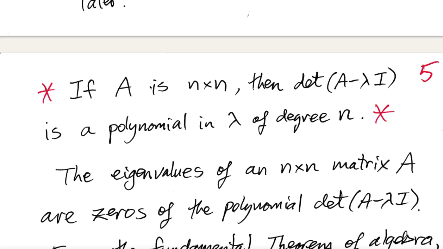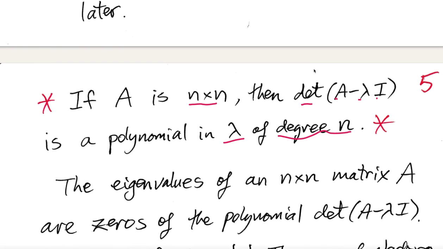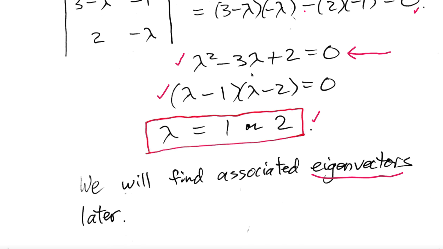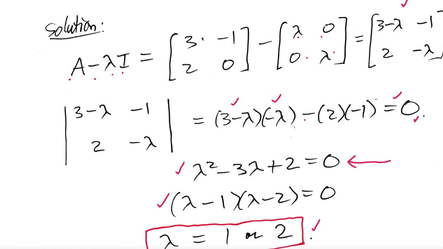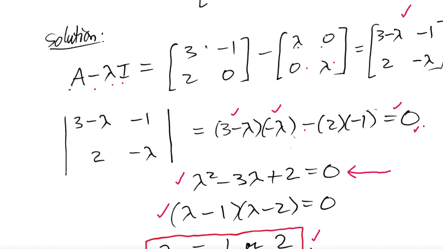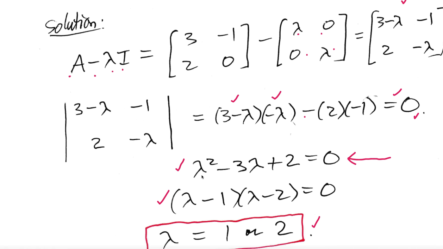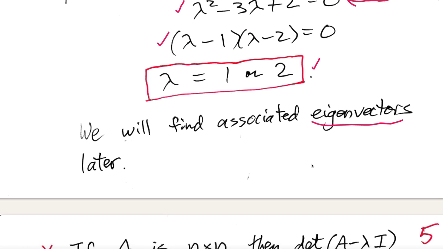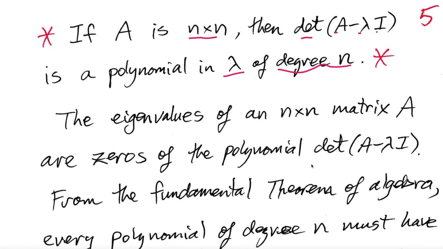In the general case, if A is n by n, I want you to think about this, then the determinant of A minus lambda I is going to be a polynomial in lambda, lambda the unknown, and it's going to have degree n, just like we had in this situation up here. This was a 2 by 2 matrix, right? A was a 2 by 2 matrix. We ended up with a polynomial equation of degree 2, okay? We're going to take this and we're going to set it to 0.